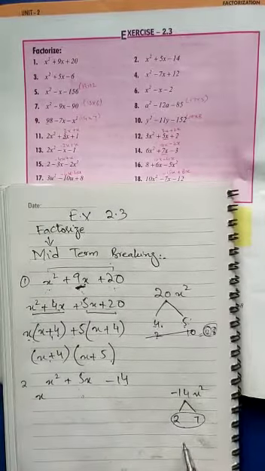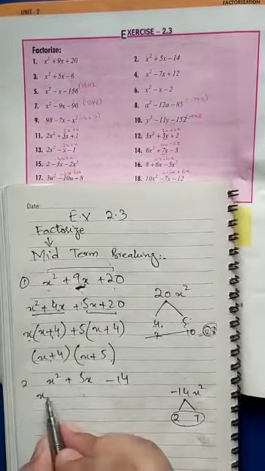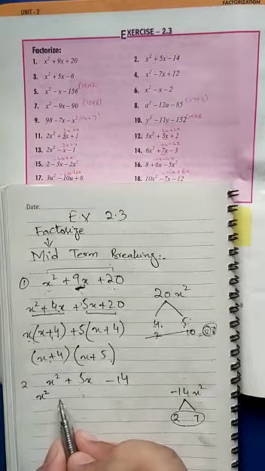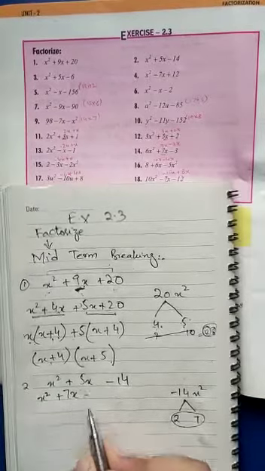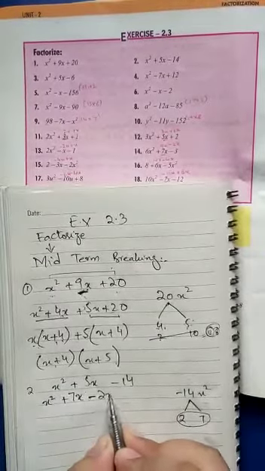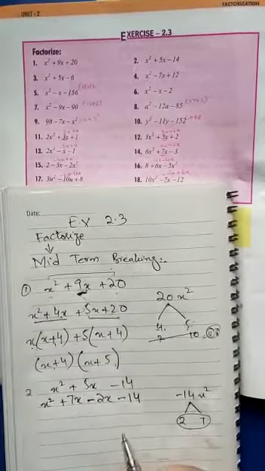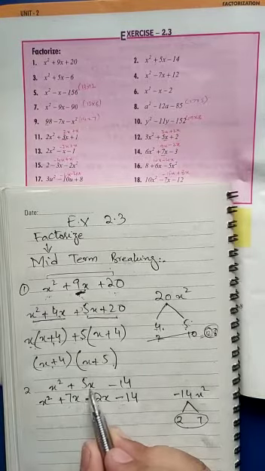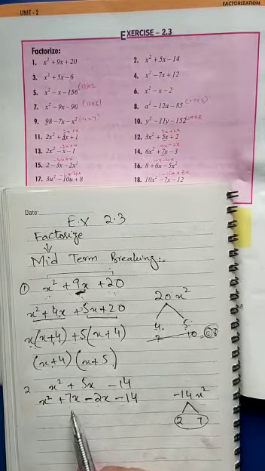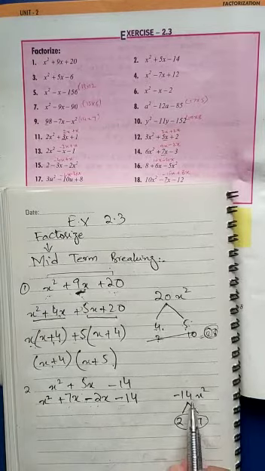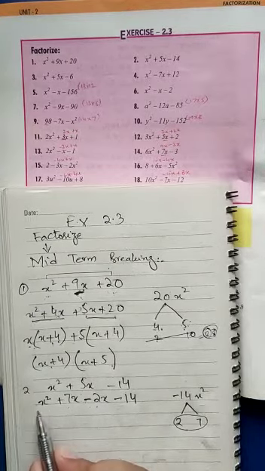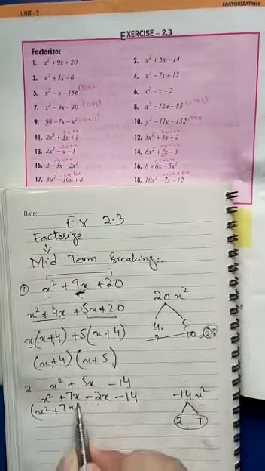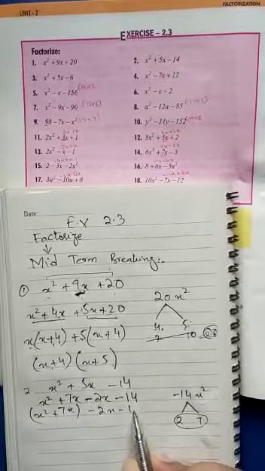So we write down 2 and 7 instead of 5x. So it will be x square plus 7x minus 2x minus 14. Why do we use this plus 7x minus 2x? It gives exactly 5x, and we need this value. When we multiply them, we get the same value, that is 14. So now we see what is common in these two groups, x square plus 7x and minus 2x minus 14.